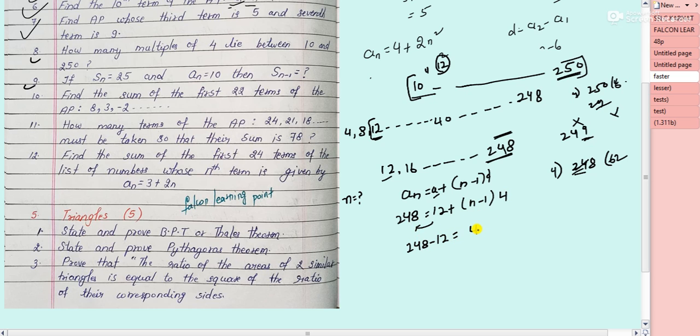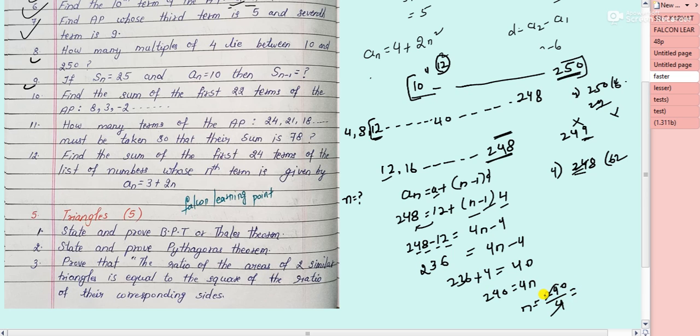This is (n minus 1) and 4, if you multiply them. So here you will get 8 minus 2 is 6, 4 minus 1 is 3. This much is equal to 4n minus 4. Bring this to RHS or LHS, you'll get it like this. So this becomes 240, which is equal to 4n. So n is 240 by 4. So 4 sixes are 24. So the number of terms is 60.